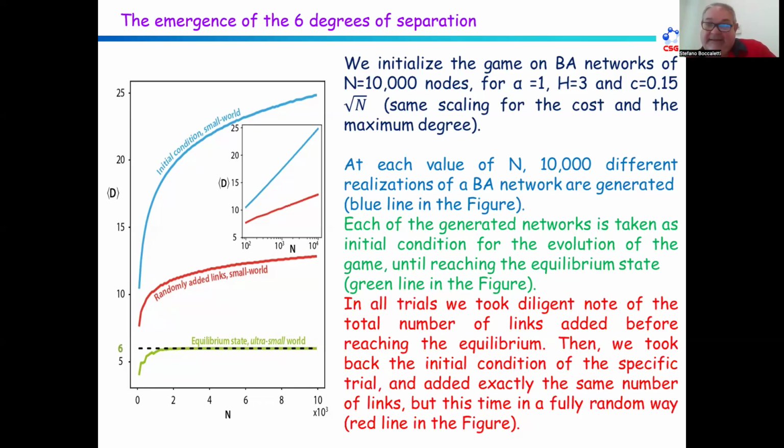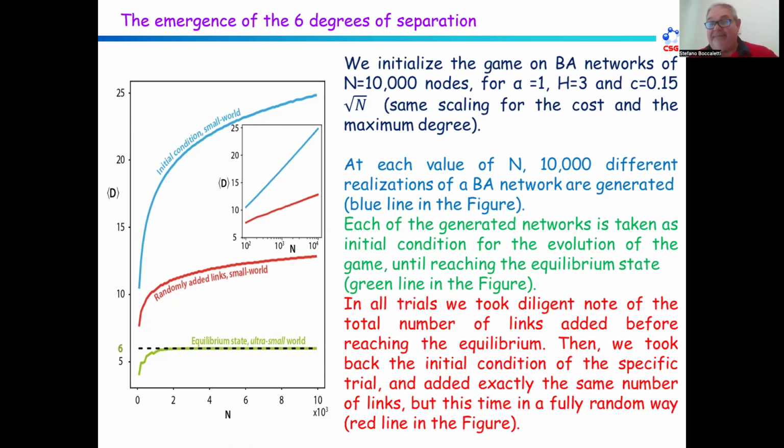But the net is adding. So how many extra links do you have? And then we went back to the same initial condition and we added exactly the same number of links, but this time randomly, without comparing cost and benefits. So we obtain a third ensemble of 10,000 networks, which have the same density as the 10,000 Nash equilibria in the green line. And this is the red line. So we start from the same initial condition, and we add the same number of links, but randomly.